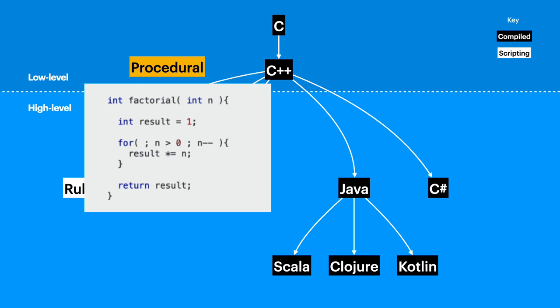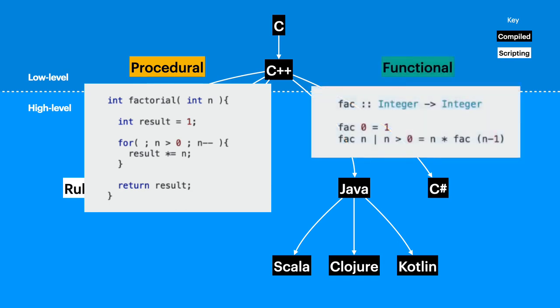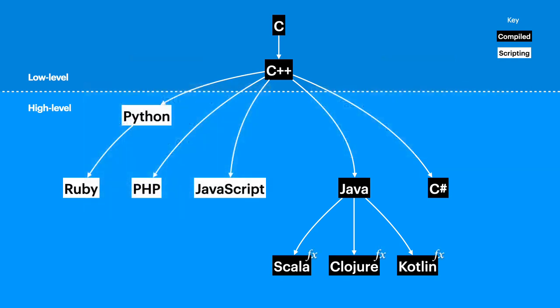Another kind of academic way to think of a program is as a giant equation that is solved by the computer. And this is quite advanced, and it's called functional programming. Scala, Clojure, and Kotlin are functional programming languages. This is a whole different way of programming to procedural programming. It requires specialist experience. I've noted it with a little FX on each of those languages.